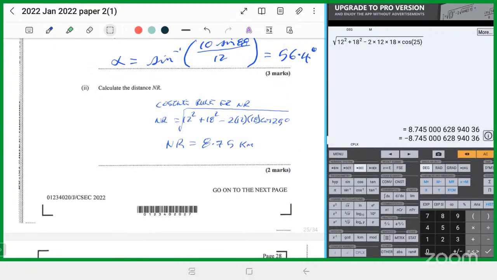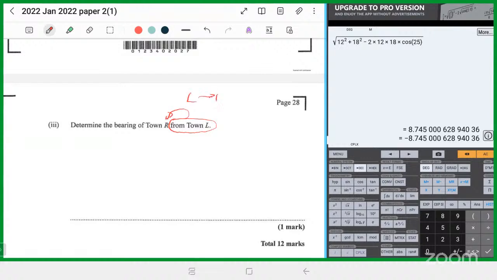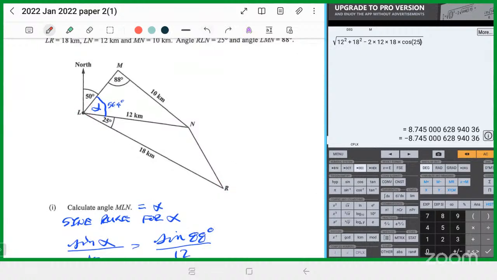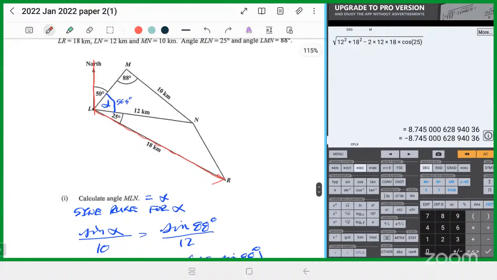And down here now, I want to determine the bearing of town R from town L. So note again, it is from L to R. When the bearing of the line L to R, let's look at it, L to R direction. It's easy on this diagram, because see the north line at L here, the clockwise angle, which is the sum of these. So bearing L to R is this plus that.